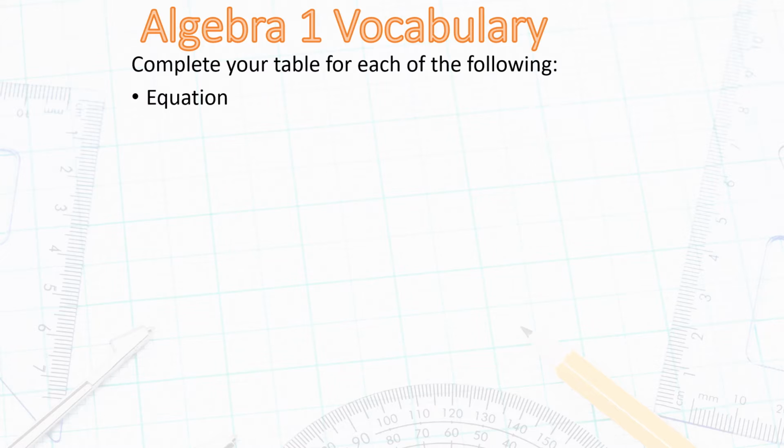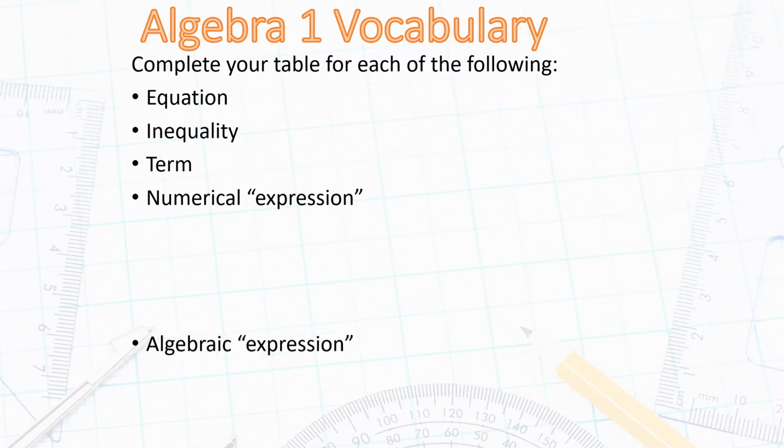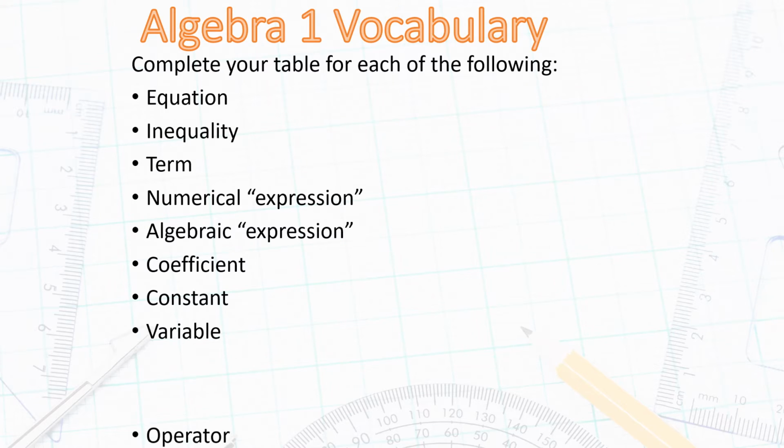All right, so we're going to complete the table for each of the following words. So we did expression already, and now we want to finish it off with these words. So what is an equation? What's an inequality? A term, a numerical expression, an algebraic expression, a coefficient, a constant, a variable, an operator, and a numerator. Pause the video and go try and figure those out for yourself, or fill in the ones you think you already know, and then come back when you're ready to hear what they are.